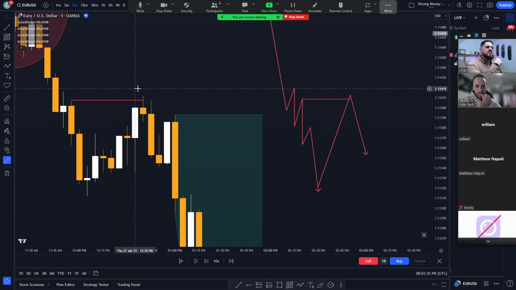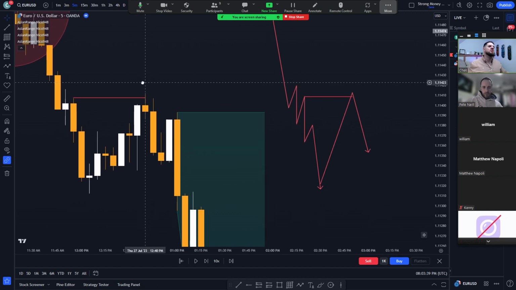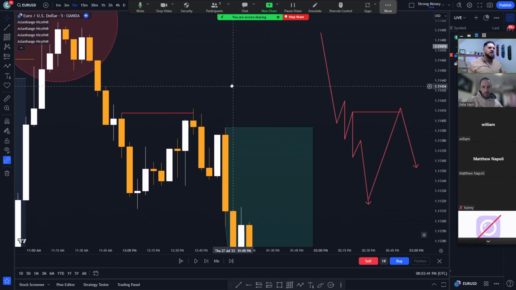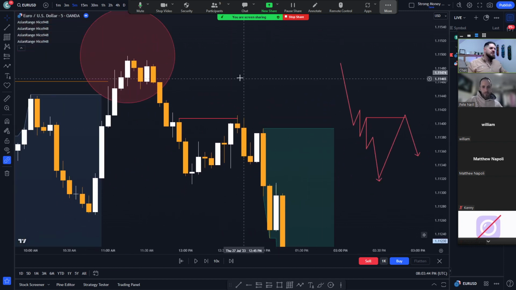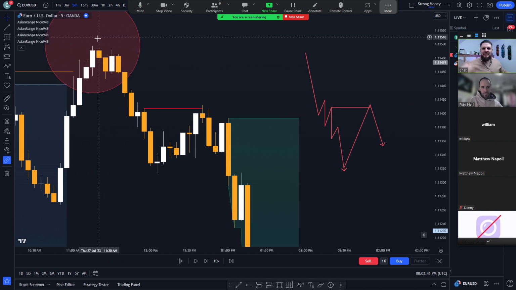Okay, so it's the structure itself that's important. It's the manipulation and then the continuation. And again, it's what's happening within the candle formations that's most important.